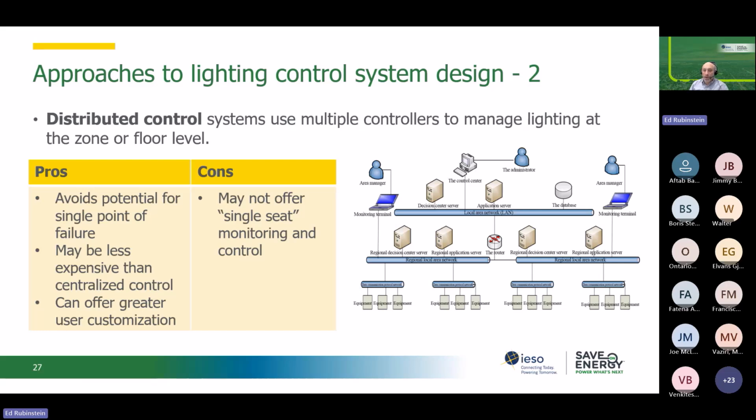So if you have an area where floor A and floor B have very different activities, they have more of that very important user ability, the user interface as well. But then you potentially have lost the single seat monitoring and control, right? So you've given that off to different areas, right? So it's much more work monitoring 10, 12, 30 different areas than one, right?